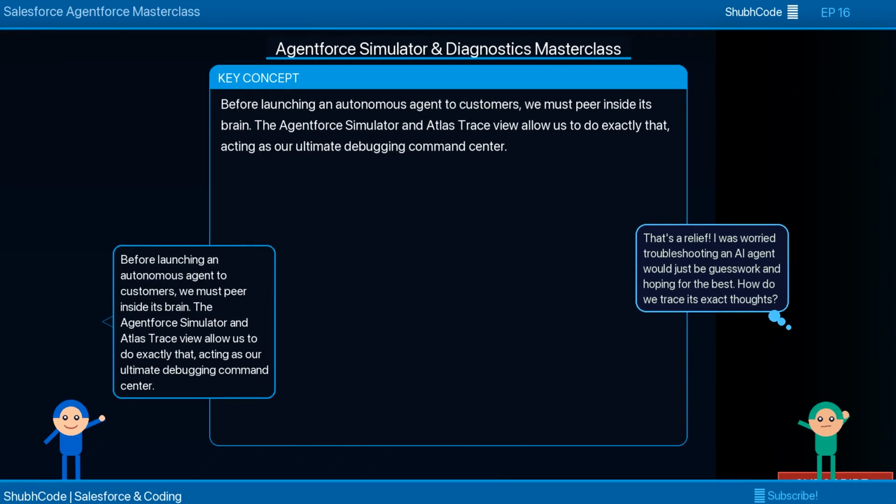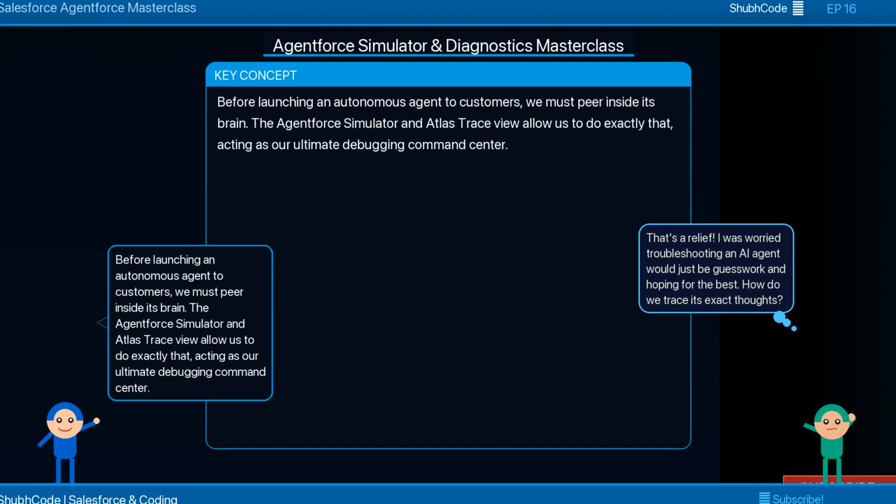Let me explain this simply. Before launching an autonomous agent to customers, we must peer inside its brain. The Agentforce Simulator and Atlas Trace View allow us to do exactly that, acting as our ultimate debugging command center. That's a relief. I was worried troubleshooting an AI agent would just be guesswork and hoping for the best. How do we trace its exact thoughts?